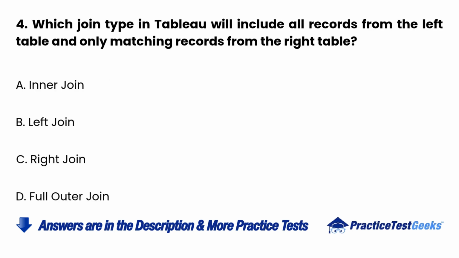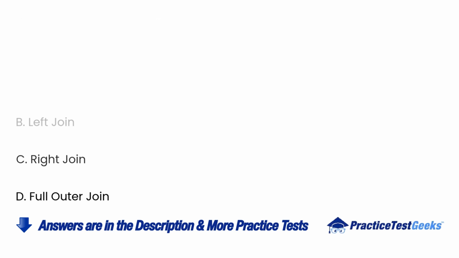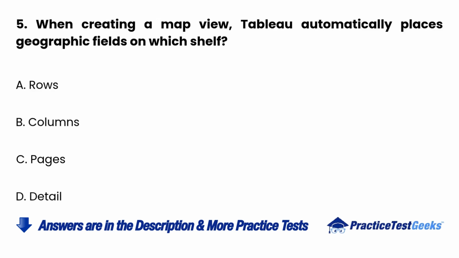4. Which join type in Tableau will include all records from the left table and only matching records from the right table? A. Inner join. B. Left join. C. Right join. D. Full outer join. 5. When creating a map view, Tableau automatically places geographic fields on which shelf? A. Rows. B. Columns. C.